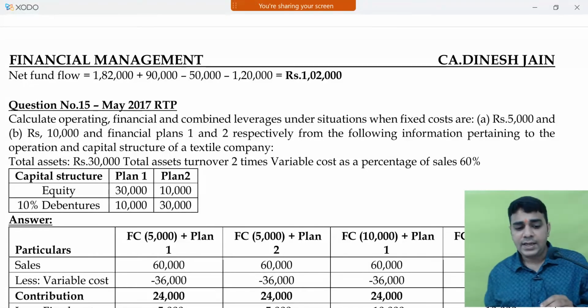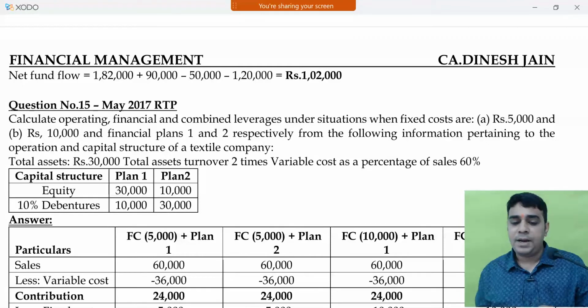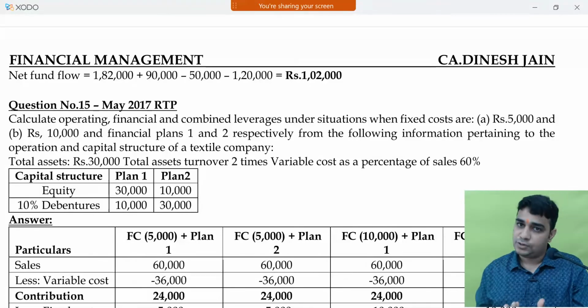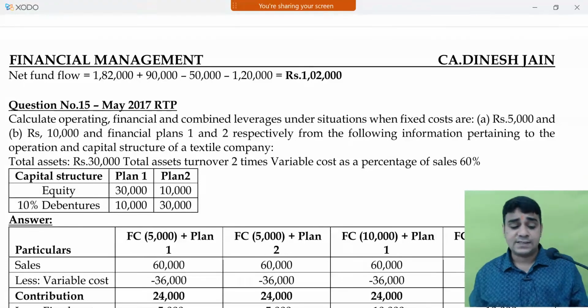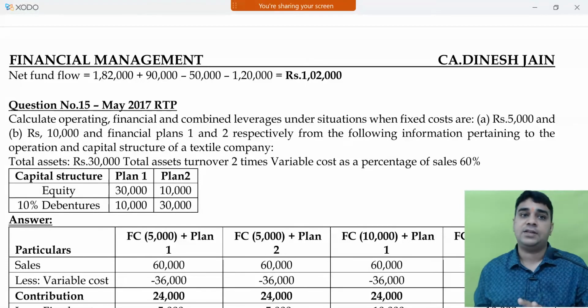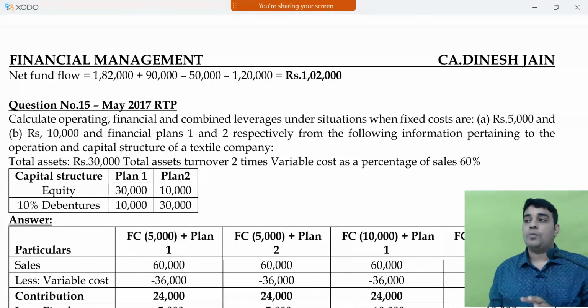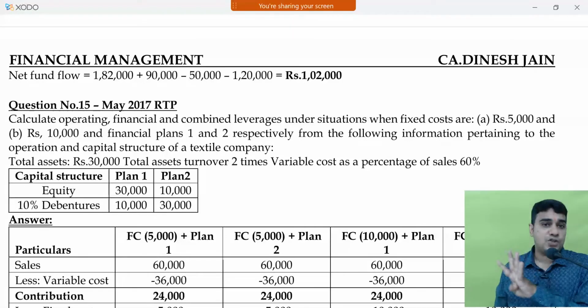So I need to calculate operating leverage and combined leverage. I don't know whether the fixed cost is 5,000 or 10,000. So two scenarios: one is 5,000 fixed cost, second scenario, fixed cost is 10,000. Similarly, the interest expenditure can either be 1,000 rupees or 3,000 rupees. So put together it's 2 into 2, 4 scenarios.